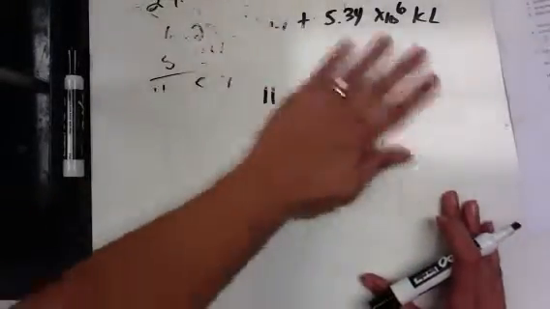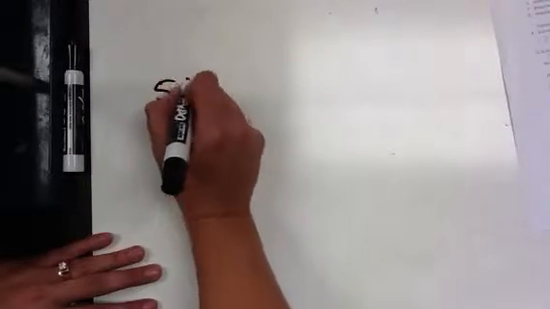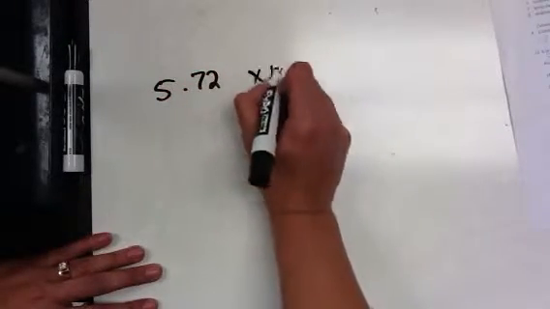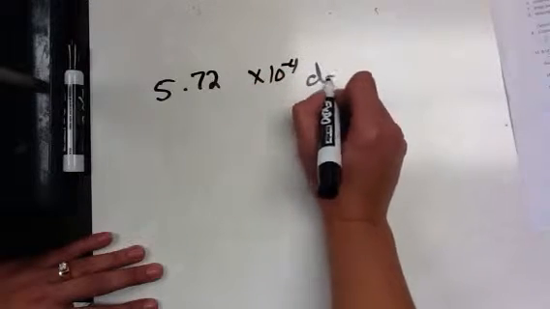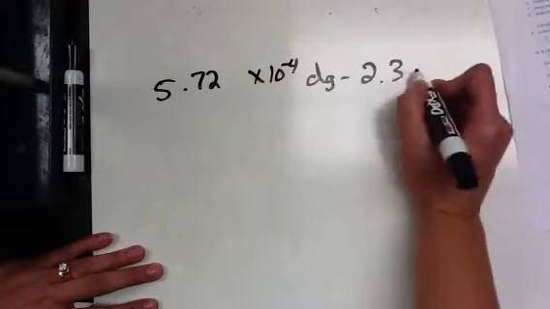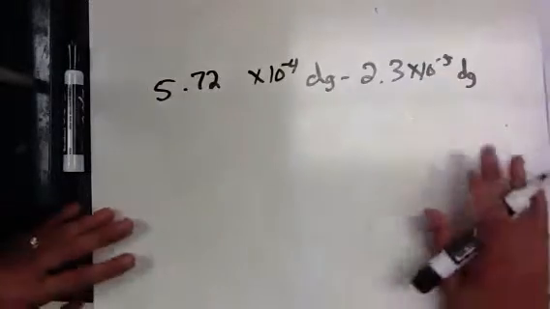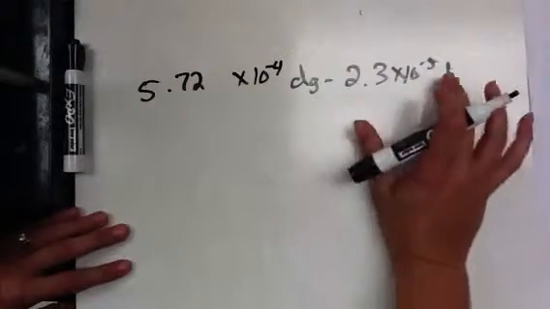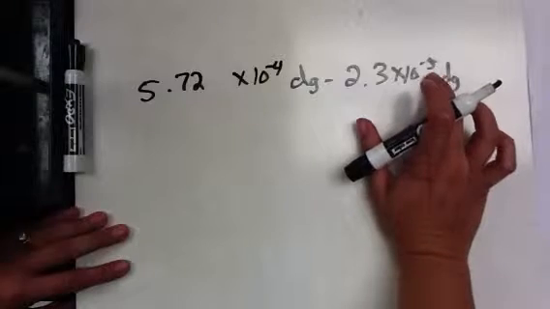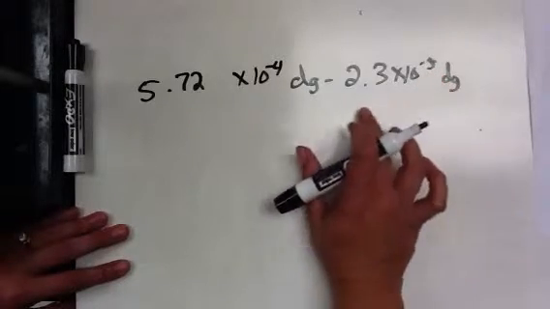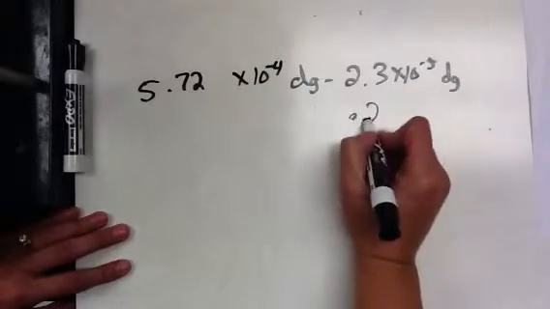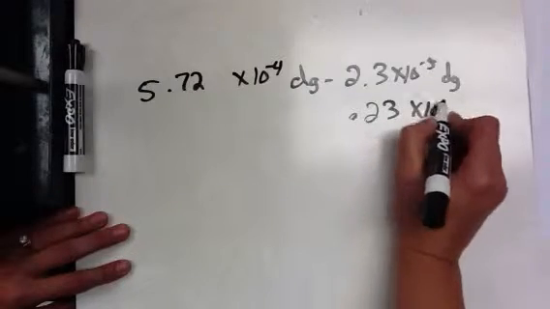Okay, so let's go on to number 30. Number 30 has 5.72 times 10 to the negative 4th decigrams, and we're subtracting from that 2.3 times 10 to the negative 5th decigrams. I need to get both of those in the same place. I'm going to take it to 4. To do that, it's at 5. Remember, to go to the left becomes larger. So I get 0.23 times 10 to the negative 4th.